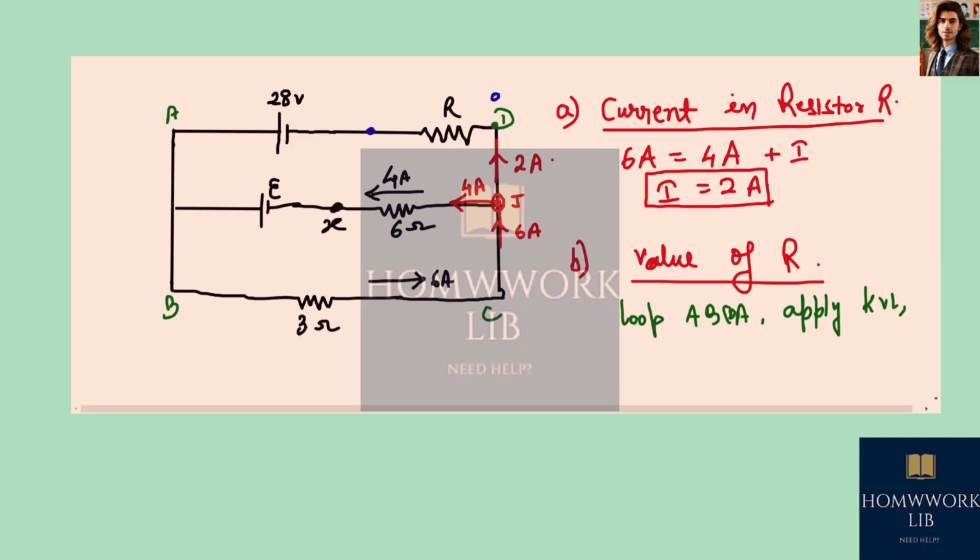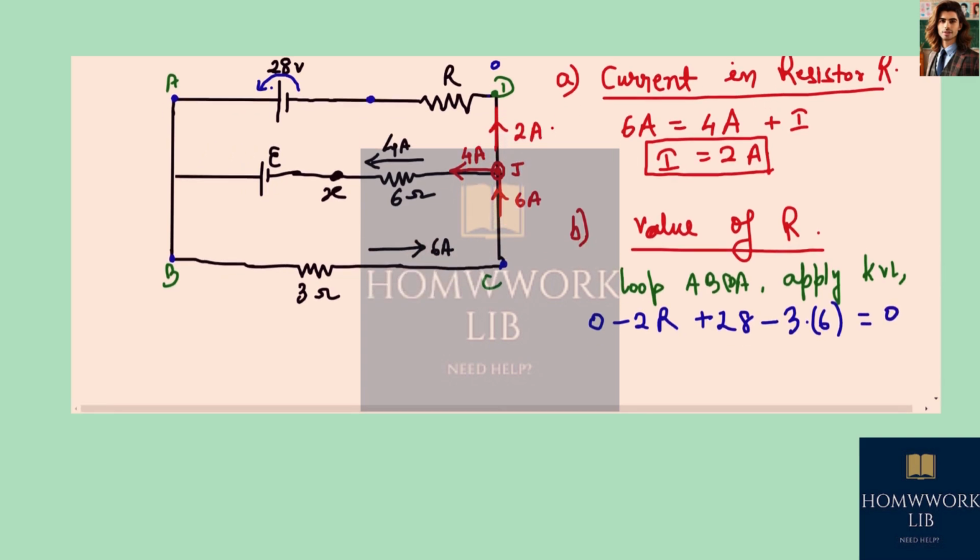Then potential at this point will be decreased by a factor 2 into R by applying Ohm's law. So it will be 0 minus 2 into R, and then the potential at A will be increased by this 28 volt, because we are jumping from the negative to the positive side. So plus 28, and that will be the potential at this point. Now again potential at point C will be decreased by 3 into 6. So minus 3 into 6, and that will be the potential at D, because they are connected by a straight wire. And from here we can just solve this equation.